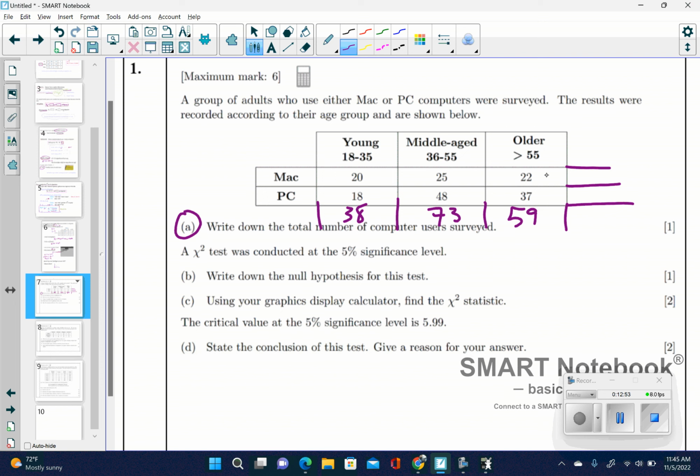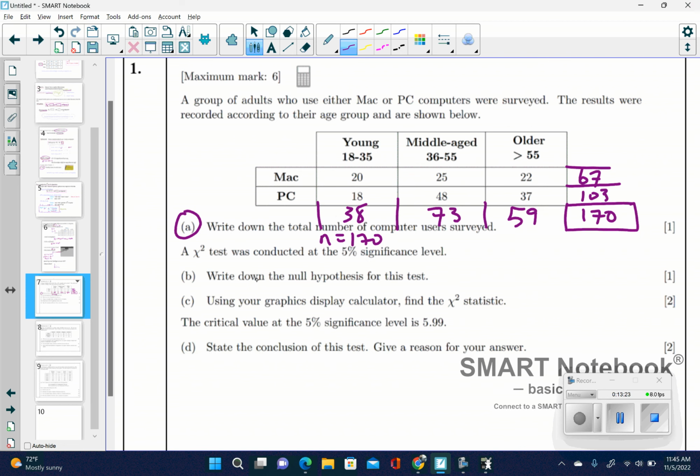And then for across, you're going to add 20 plus 25 plus 22, which gives us 67. If we go ahead and add 18, 48, 37, that gives us 103. And then the total number is 170. So write down the total number. So n is equal to 170. There are 170 users altogether. So part A is good.